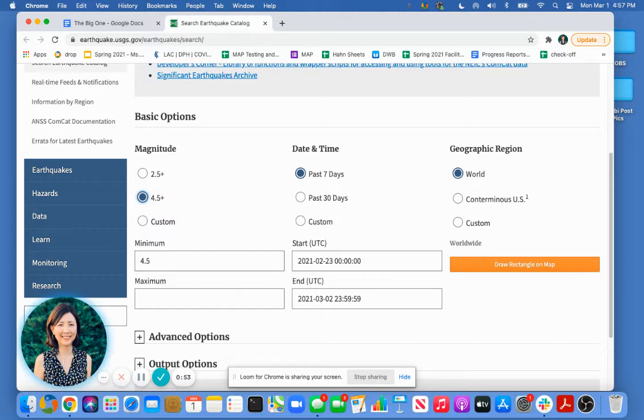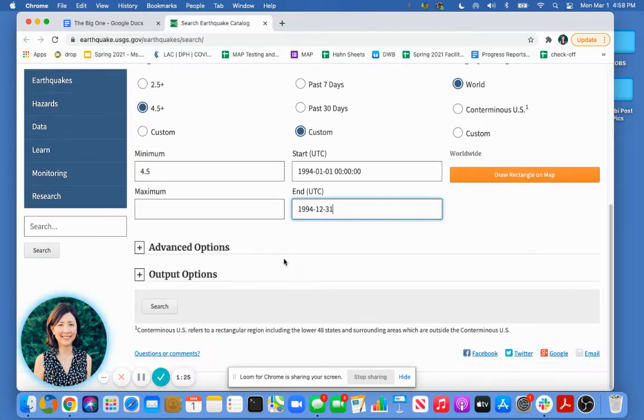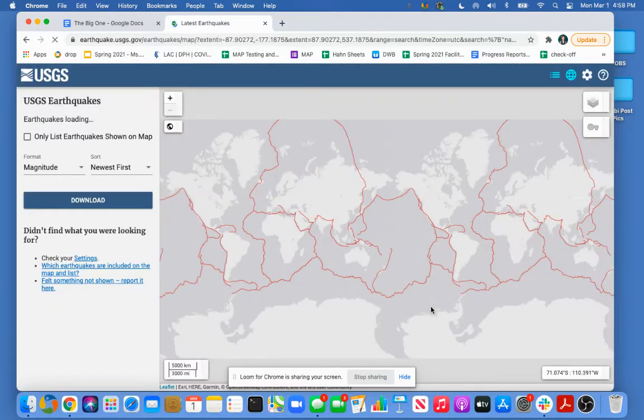I'm kind of curious about the Northridge earthquake. I know the Northridge earthquake was in 1994, so let's go 1994, January 1st to December 31st, 1994. So I'm going to look at all the earthquakes that happened in a year. I could look at just the United States, but I just first want to see around the whole world what that looks like.